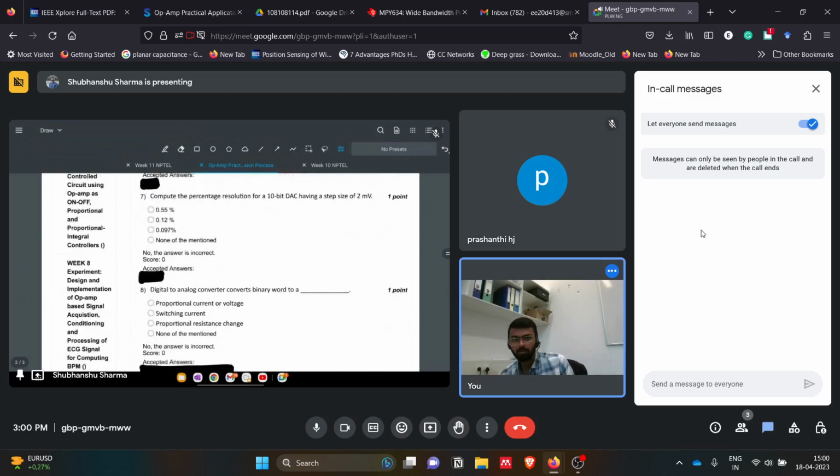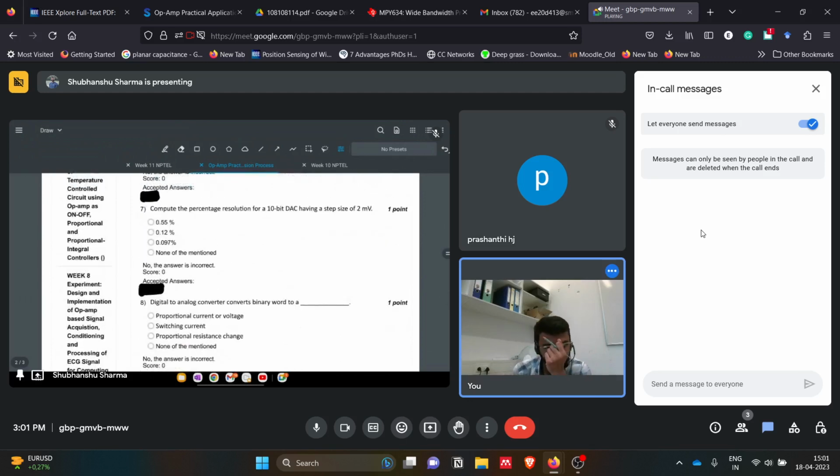Now the next question. Compute the percentage resolution for a 10-bit DAC having a step size of 2 millivolt. So this percentage resolution term has come here, and they are saying to solve it for a 10-bit DAC, and they have given a step size of 2 millivolt. So basically the step size is the resolution.